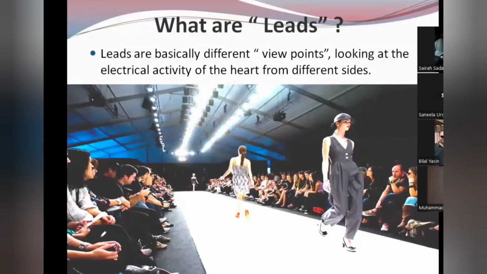Now, this person sitting here can only look at the front and cannot have the information about what's going on at the back. Same goes here. This person cannot see the front of her, but he can see the back of her. While this person sitting there can see the front of her, but cannot see the back of her.